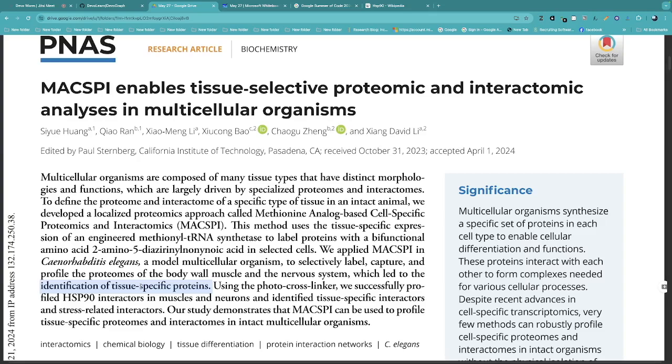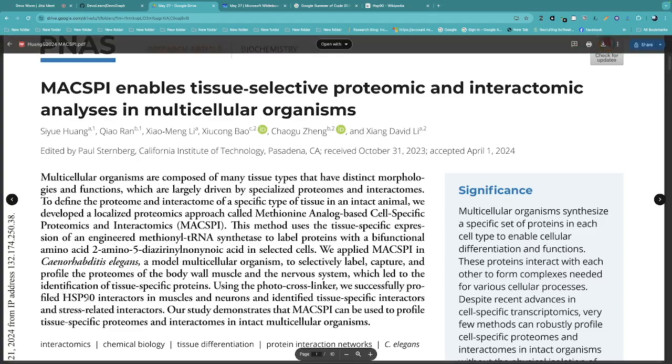So this is what they're doing with this method, using the photo crosslinker, which is a way that they're able to identify proteins and do things like that. We successfully profiled HSP90 interactors in muscles and neurons, and I'll talk about HSP90 in a minute, and identified tissue-specific interactors and stress-related interactors. So what they're trying to do is get a sense of what proteins are interacting under certain conditions.